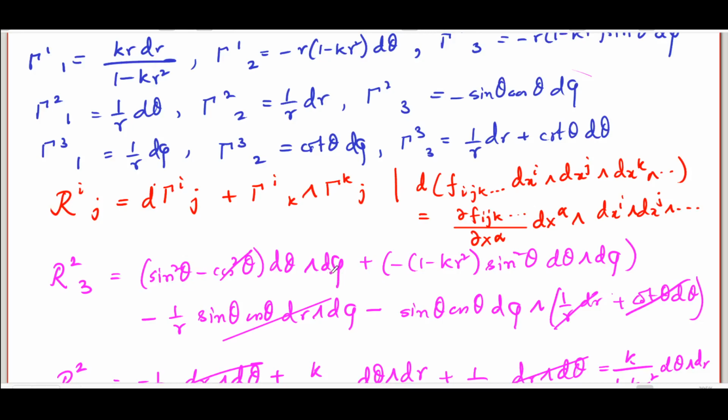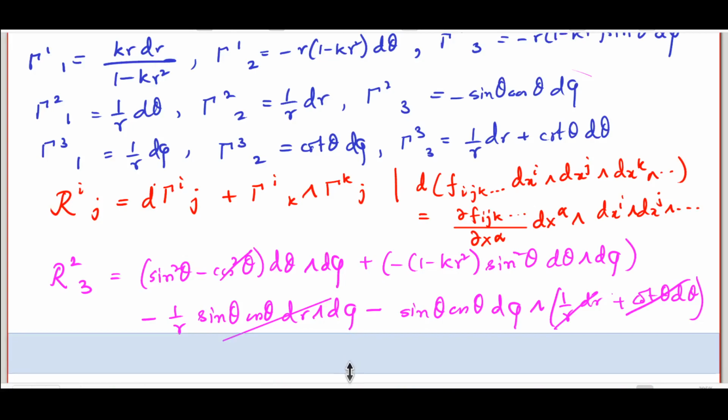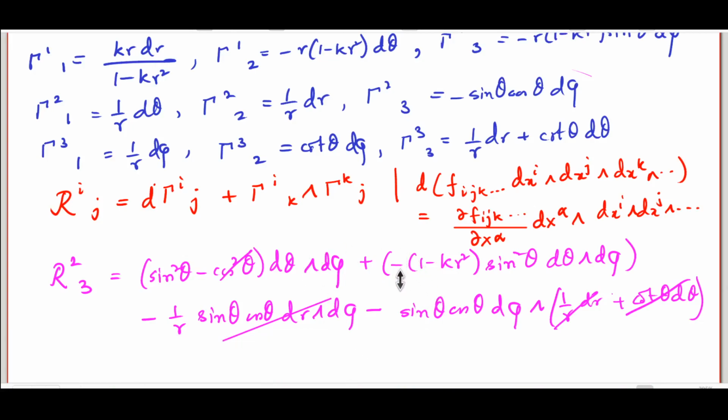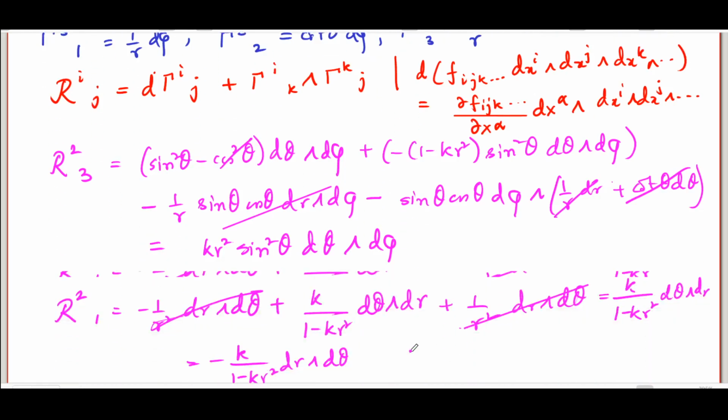So now you have sine square theta d theta wedge d phi left, and here you have minus 1 plus k r square sine square theta d theta d phi. So the minus 1 sine square theta cancels with this one, and you are left with k r square sine square theta d theta wedge d phi. So that's your other non-zero curvature connection.